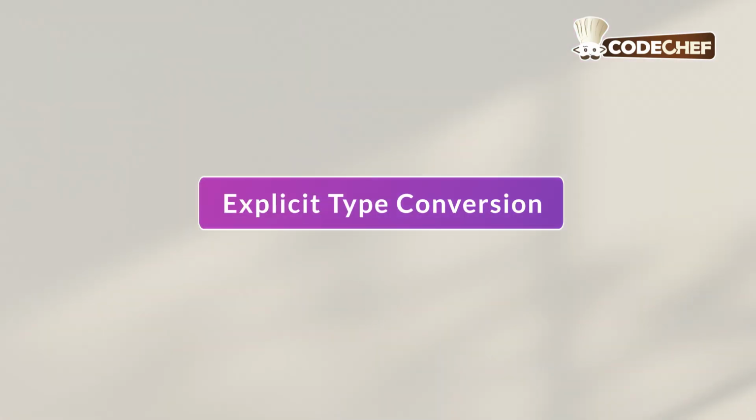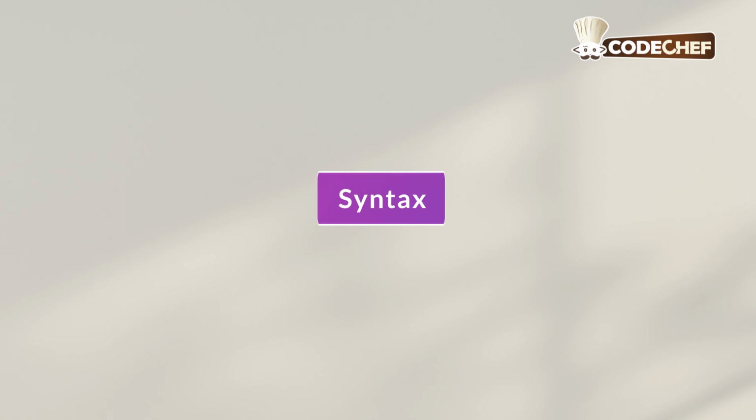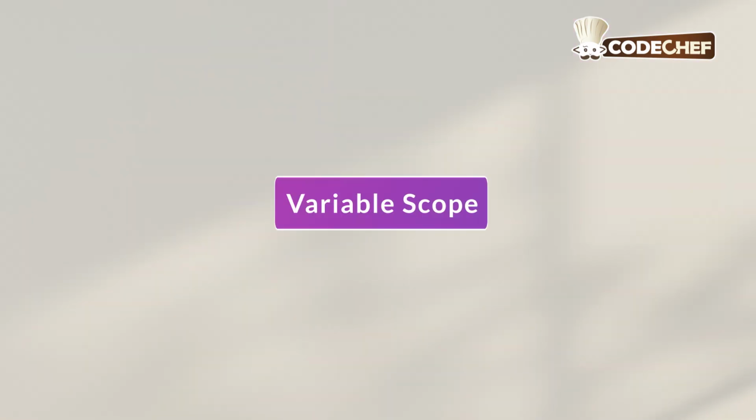Explicit type conversion, also known as manual typecasting, is when the programmer intentionally converts one data type into another. The compiler does not do it automatically. You decide how the conversion should happen. It's useful when you want to control how values are converted, for example, converting a float into an int and removing the decimal part. Coming to the syntax: target data type, variable name, is equal to, bracket target data type, and then value, and semicolon.